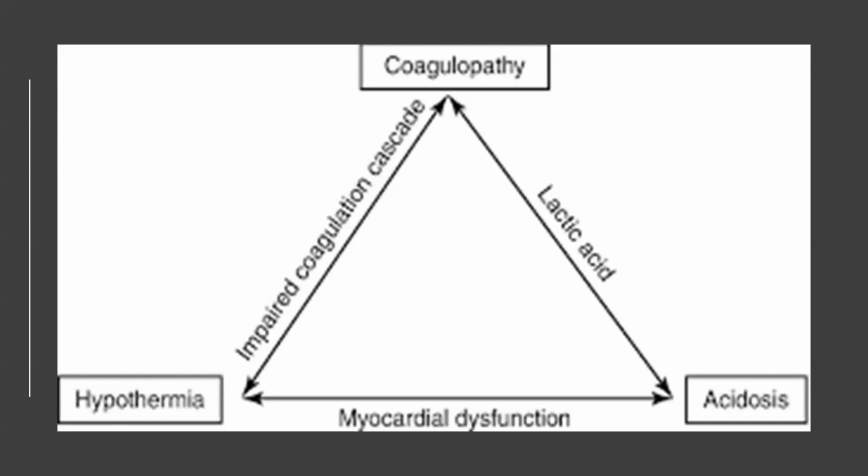What's going to happen if they bleed? They are not going to perfuse their tissues. Your lactate is going to go up. You are going to be acidotic. And what happens when you're acidotic? You have myocardial dysfunction. So your cardiac output is going to decrease. So it's just a vicious cycle that worsens and worsens. So the aim of resuscitation is to break this cycle. If you don't break this cycle, then you are going to lose the patient.